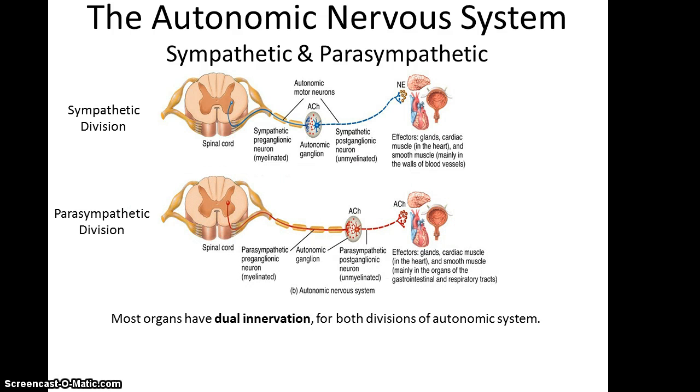And you can see that both the sympathetic division and the parasympathetic division use this two-part chain. However, what's worth pointing out is that most of our organs have innervation for both the sympathetic and the parasympathetic division. So we have two sets of neurons going to these glands and muscles to control what they do.